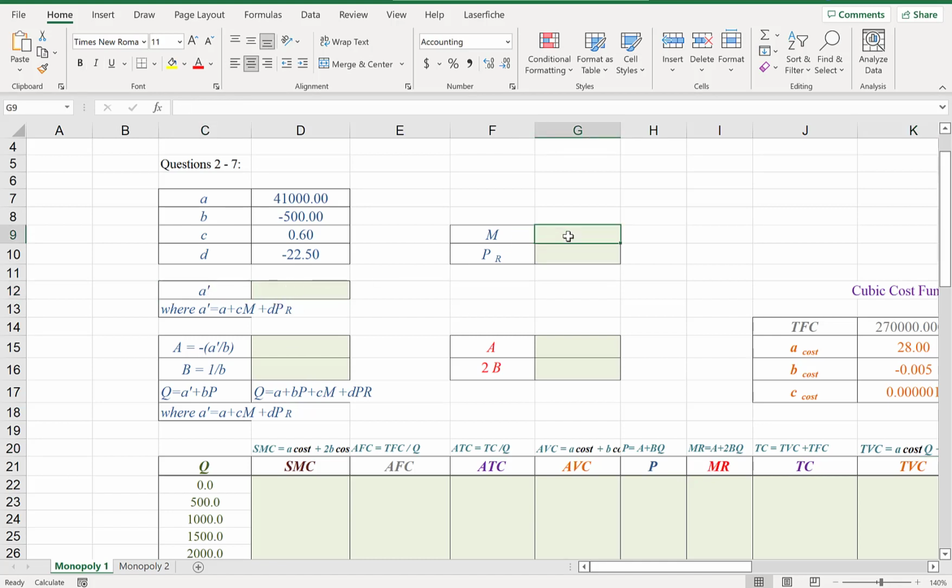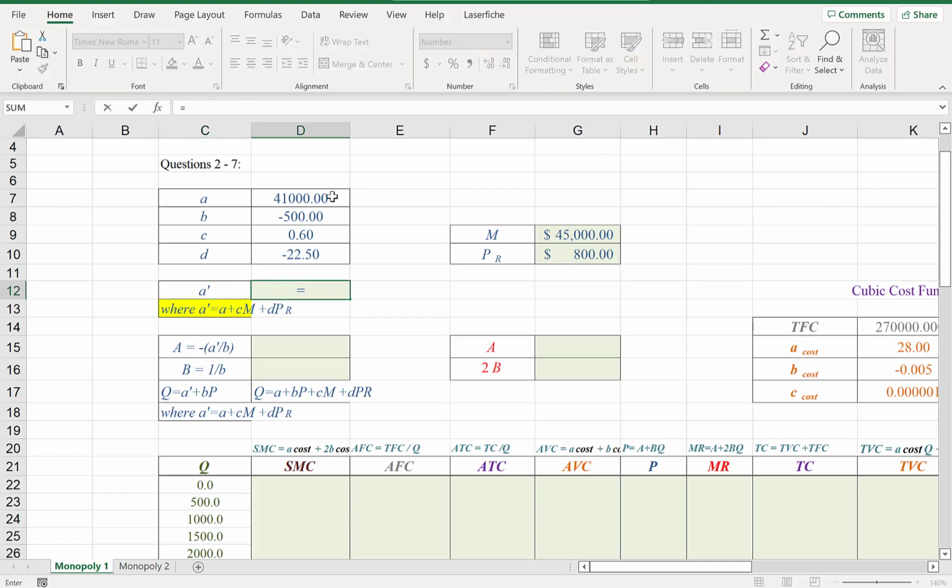So first of all, in the question, we are given average annual income of people, 45,000. So I'm going to enter that. Also, the price of related good PR is 800. So I'm going to enter that as well. Okay, next, let's calculate A prime. A prime is defined here, right? A prime is A, so I'll put the equal sign, grab A, plus C times M, plus D times PR, 800. Okay, so basically I just created A prime.